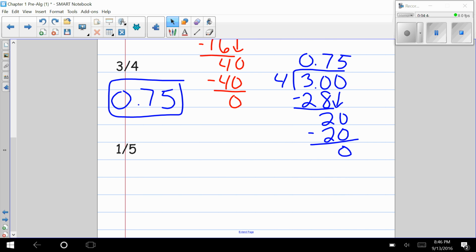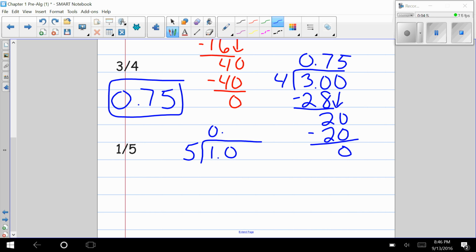And for our last one, we have 1/5. My 1 goes underneath. My 5 is outside. 5 doesn't go into 1, so I add my decimal and my 0. 5 goes into 10 2 times. I subtract with a remainder of 0 right away. So my answer is 0.2.